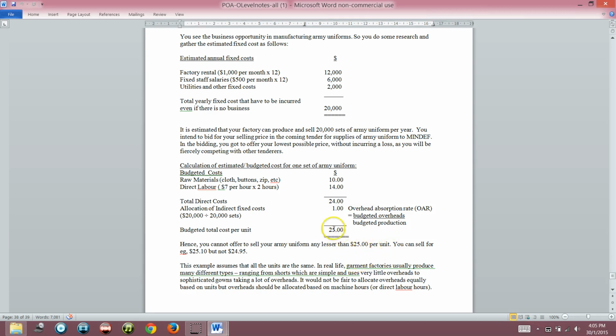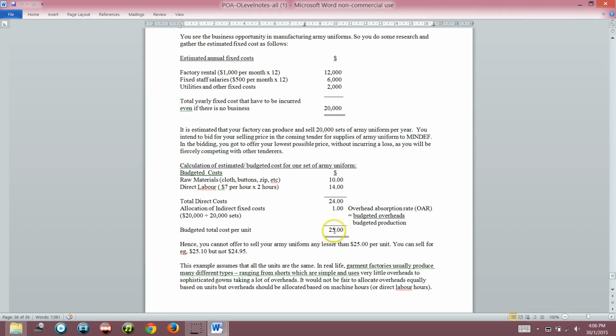So I have to make sure that I sell my army uniform for at least $25. I can sell for $25.10, but I cannot sell for $24.95. Because if I sell for $24.95 or $24.99, I'm going to make a loss. You have to multiply by a huge number. So even if you make a 1 cent loss, it can be a huge loss if you produce a lot.